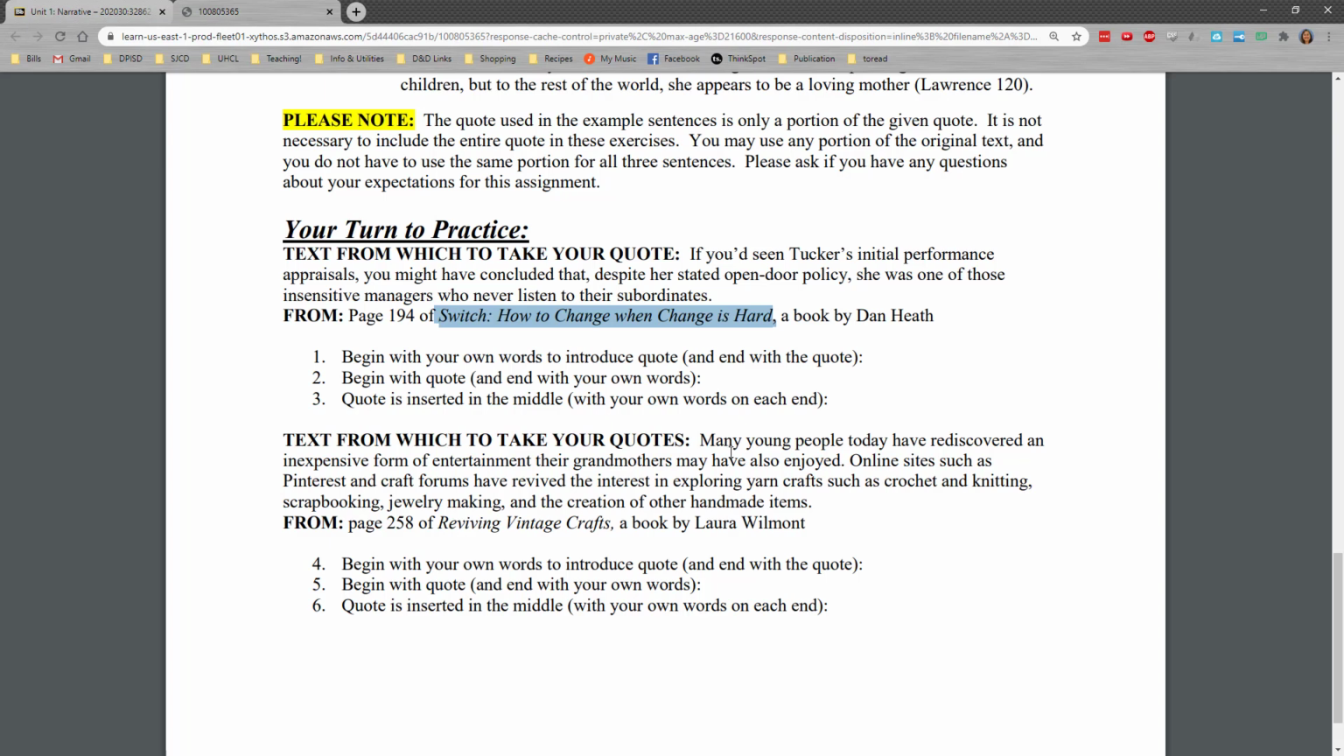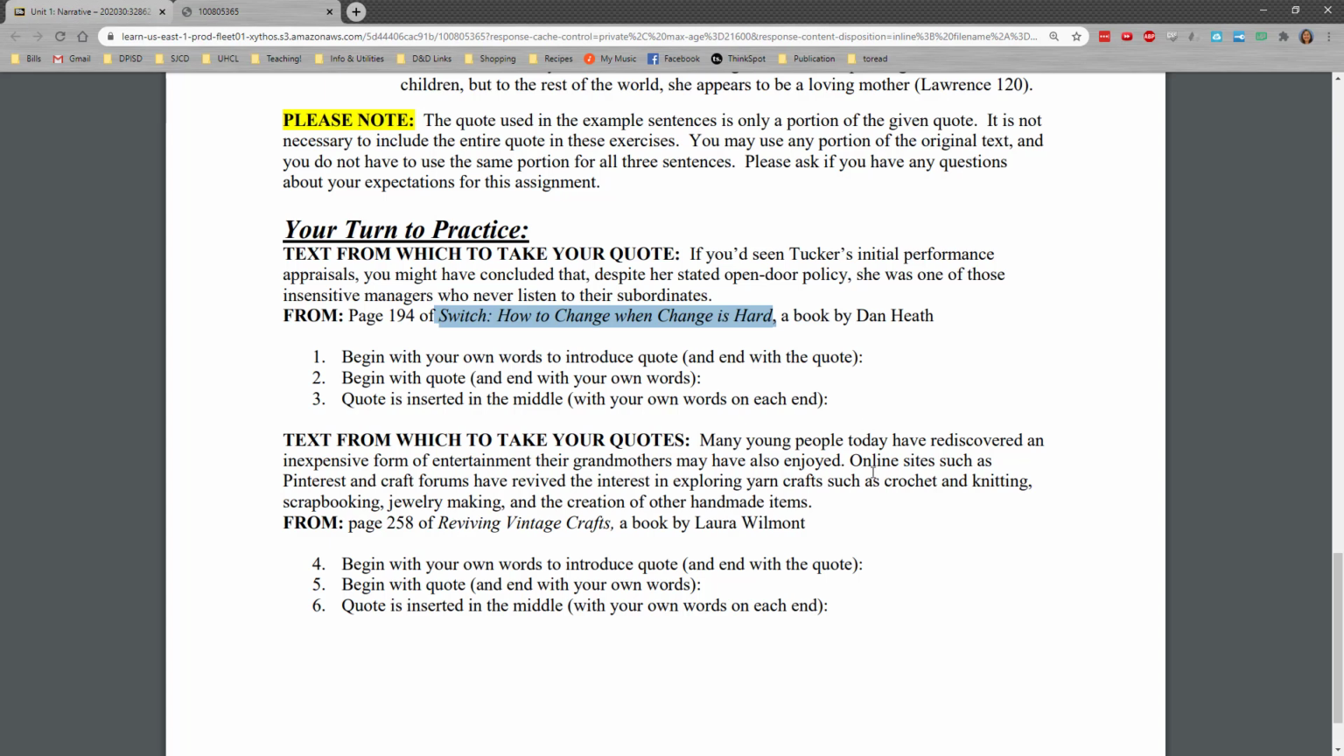The second one, and this is one that really has confused a lot of people with the meaning of the original quote, so make sure you pay attention. Many young people today have rediscovered an inexpensive form of entertainment their grandmothers may have also enjoyed. Online sites such as Pinterest and craft forums have revived the interest in exploring yarn crafts such as crochet and knitting, scrapbooking, jewelry making, and the creation of other handmade items.